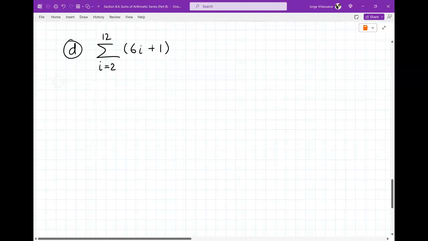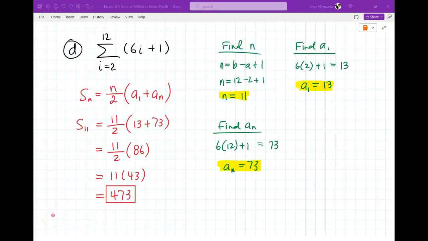I'm going to have you guys do this one on your own really fast. I'm just going to pause it. All right, so now that I gave you guys some time to try it, your answer that you should have gotten is 473. Okay, your n value, you would have gotten your 12 minus 2, right? So 12 minus 2 is 10, plus 1 is 11. To find a sub 1, you would have plugged in the 2. That gives you 12 plus 1, that's 13. So a sub 1 is 13.